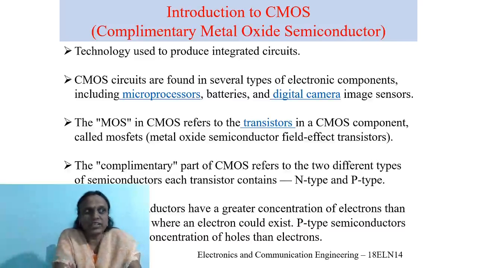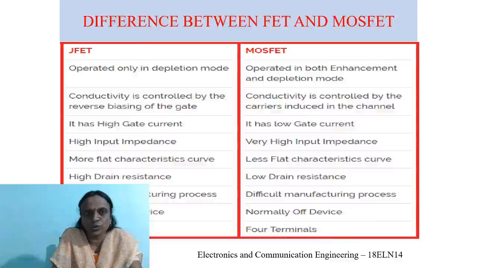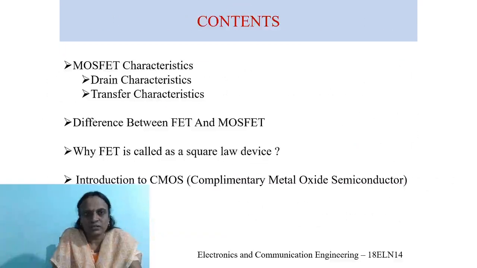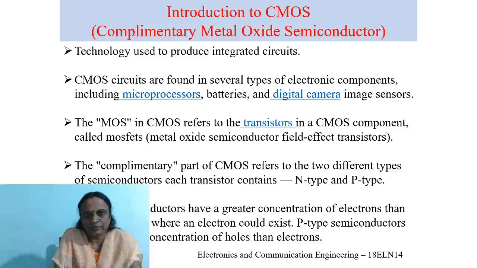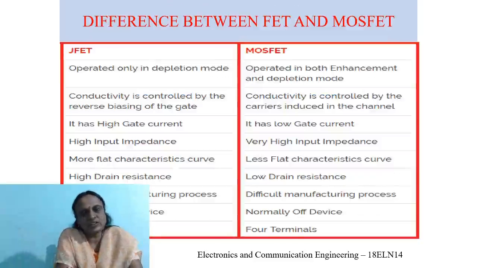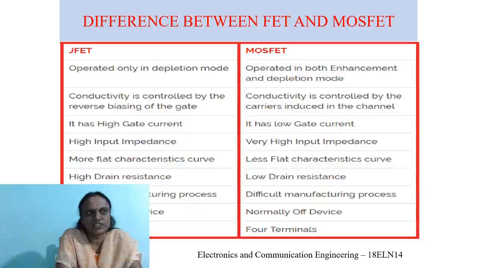One more thing I forgot to tell you in the contents: why FET is called a square law device. FET is also called a square law device because of a few reasons. The main reason is the input-output transfer characteristics in JFET are not as straightforward as they are for the BJT, which we have already seen in the graph.